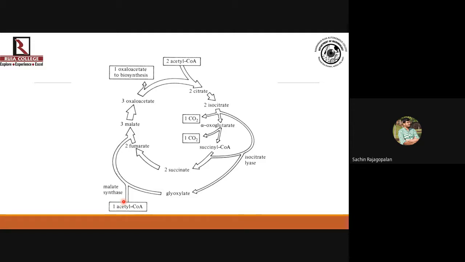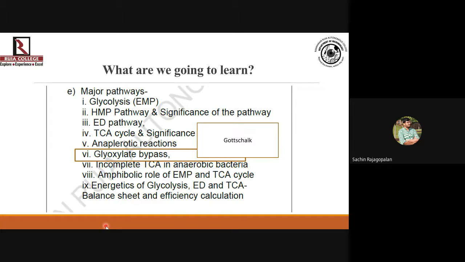Great, amazing. I hope you are not just scribbling anything. Anyways. Okay, so this part of glyoxylate bypass is something that you're going to read from Gottschalk. Okay, so please refer Gottschalk for this part. And now what we are left with is, if you see, we have completed till this part. Up to TCA we have finished everything.